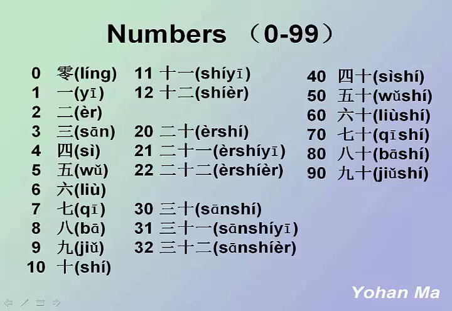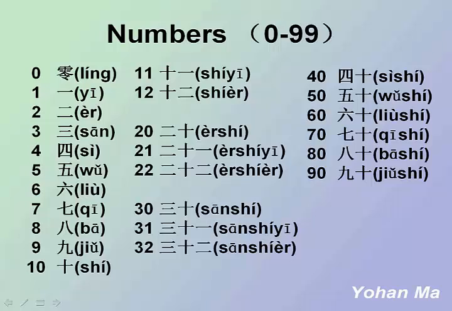21. That's 2 tens and 1. 21, 22, 23, 24, 26, 27, 28, 29. 30. 3 tens. 31. That's 3 tens and 1. 32. And so on.